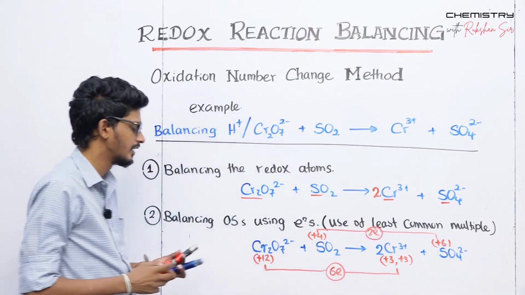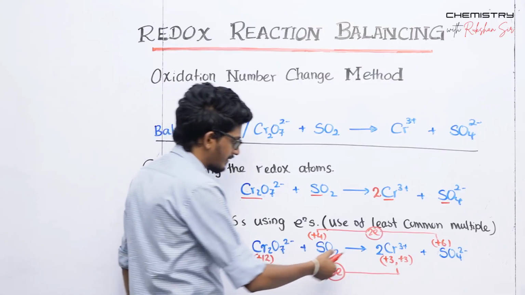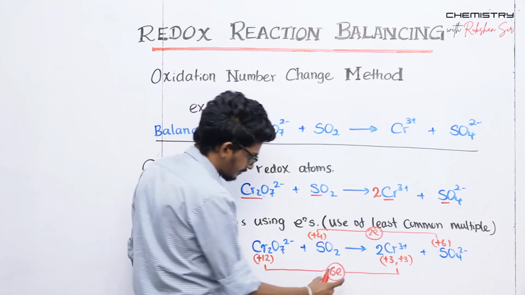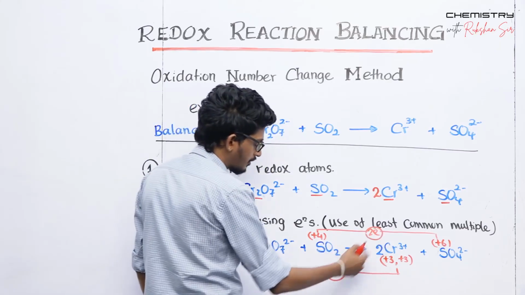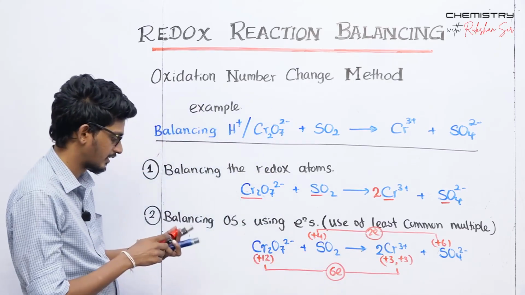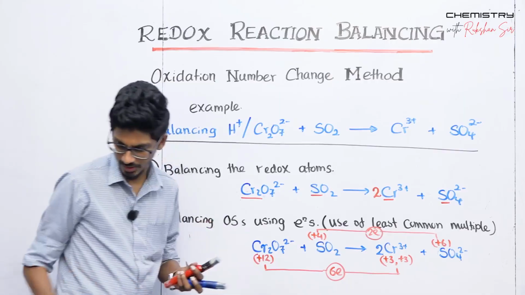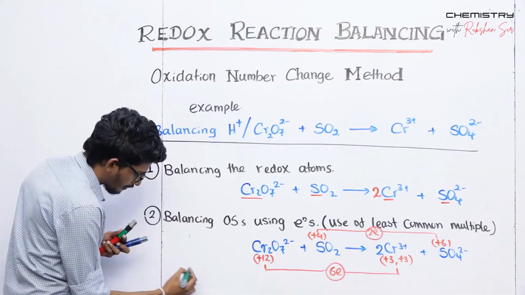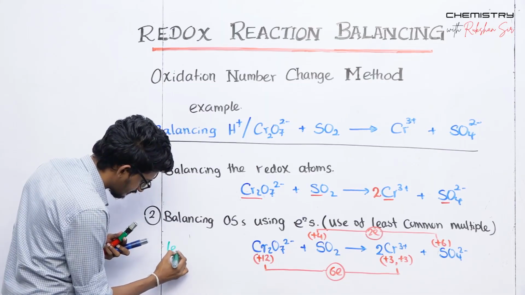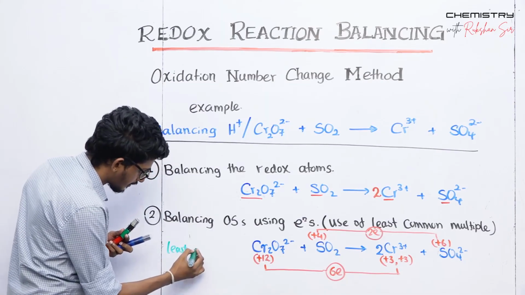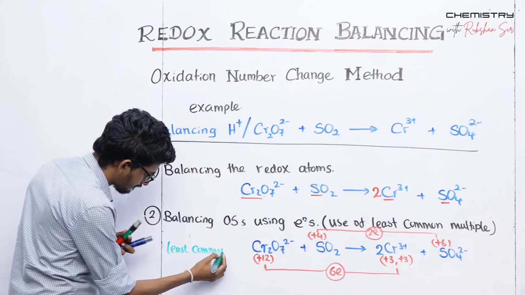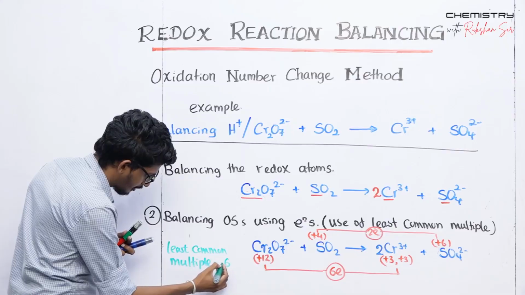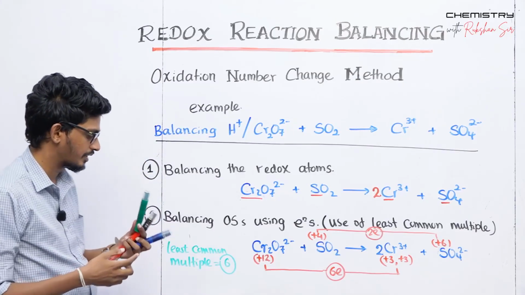So now we need to use the least common multiple to balance the oxidation states, right? So these 6 electrons, these 2 electrons, the least common multiple is 6, right? So one can write like that. So your least common multiple is equal to 6, so you have to balance the stuff according to 6.